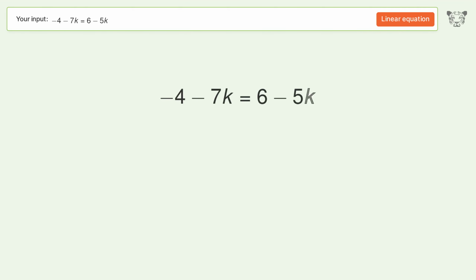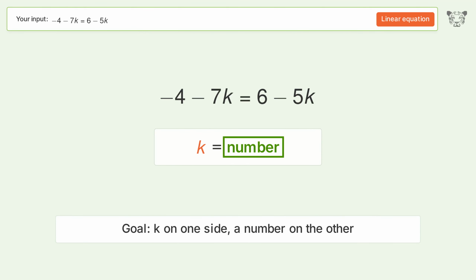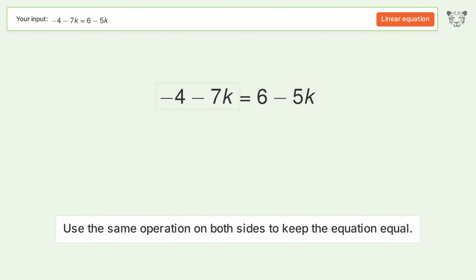Here is the linear equation we are asked to solve. -4 minus 7 times k equals 6 minus 5 times k. Solving means leaving the variable alone on one side, with a number on the other. Let's do this step by step. Use the same operation on both sides to keep the equation equal.